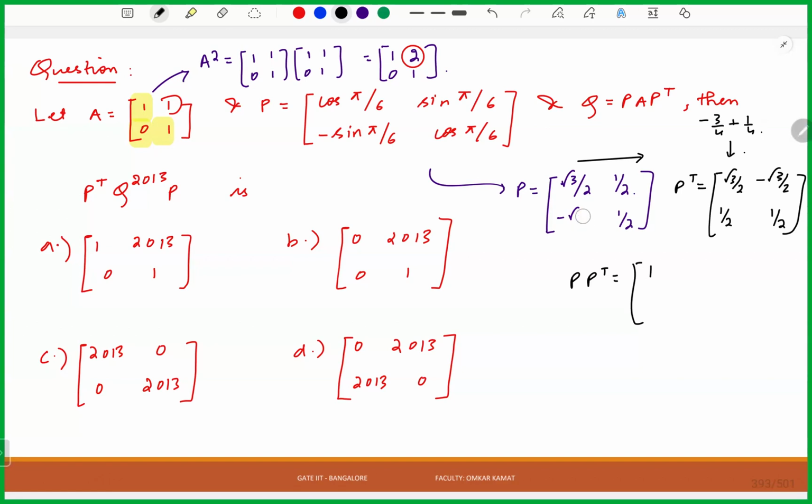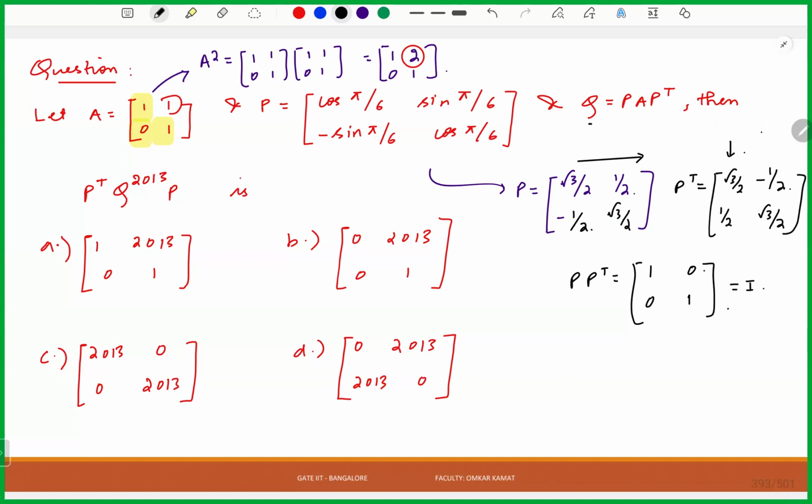Okay, here I have made a mistake. It should have been 1 by 2, no? Sin pi by 6 is 1 by 2, minus 1 by 2. So now if you multiply, you'll get it correct. Okay. So see, minus root 3 by 2, and this is root 3 by 2 again. So this is also root 3 by 2. Okay. So if you multiply now, this will get 0, 0, minus of minus plus 1 by 4, again this, so this is 1. So P into P transpose is equal to what? 1, 0, 0, 1, which is nothing but identity.